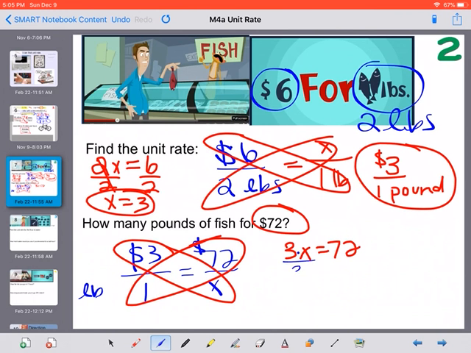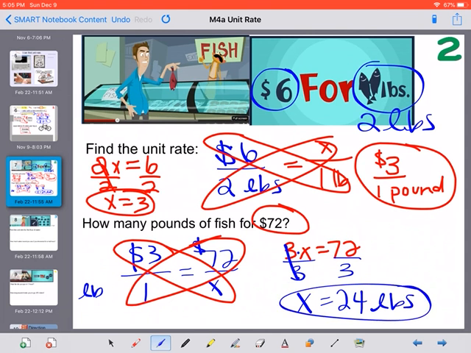So the opposite of multiply is divide. So really we're taking our cost and we're dividing it by 3. 72 divided by 3 should give us a nice 24. So on the bottom, x represented pounds, we could get 24 pounds of fish for $72. You must be feeding a lot of people with all of that fish. So again, there's 2 ways that you can solve these. You can cross multiply, or you can just divide.